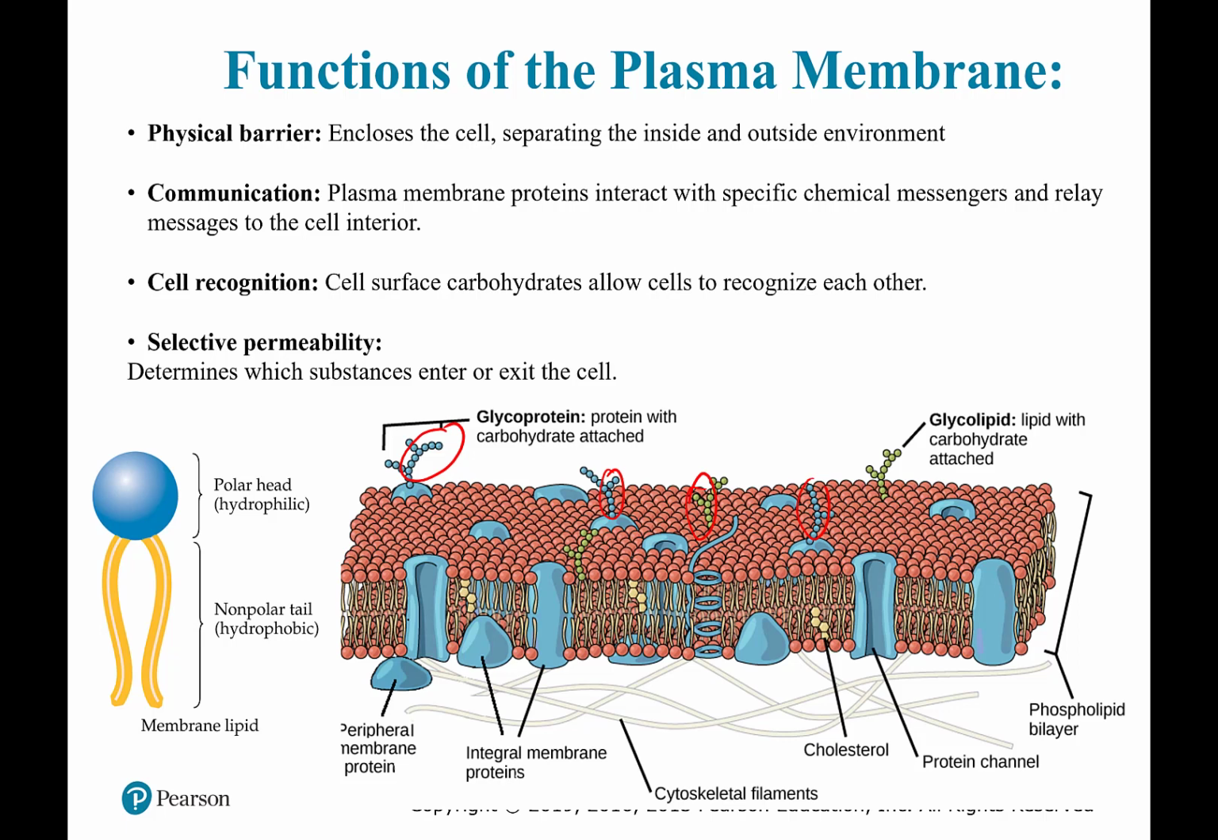Another special characteristic of the plasma membrane is selective permeability. This means only certain things can come in and out of the cell. The plasma membrane has channels and gates, which are these blue things that you see here. And they regulate what material can come in and out of the cell.